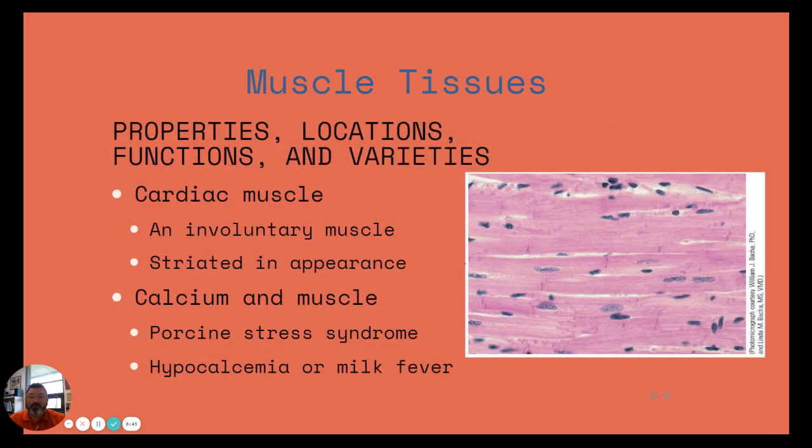Cardiac muscle is classified all its own because it is very highly specialized, and of course, again, another involuntary muscle, but it is striated in appearance. So that's why it gets its own classification. It's striated like skeletal muscle, but involuntary, like you saw with smooth muscle. So it's somewhat different. Need to point out here the connection between calcium and muscle.